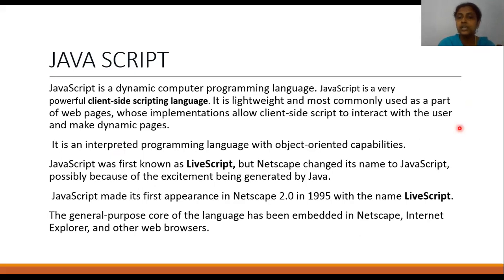with object-oriented capabilities. Once again, object-oriented capabilities means the features that come with Java; it supports inheritance, polymorphism, all those things will come. And JavaScript is also known as LiveScript. But Netscape changed its name. Actually there is a company called Netscape Navigator. They changed it; first it was given as LiveScript, later it was changed to JavaScript.